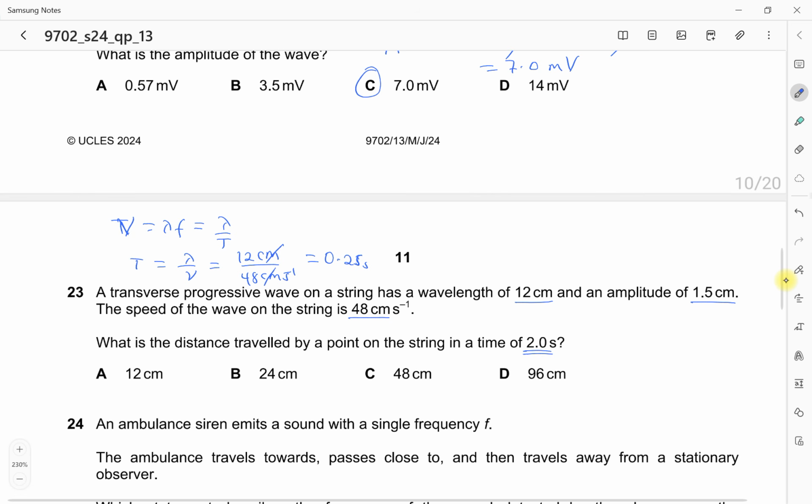Then how many cycles are in 2 seconds? Because one cycle is 0.25 seconds, the number of cycles is going to be 2.0 divided by 0.25, which is 8 cycles. So in 2.0 seconds, we have 8 cycles. So let's say this is one cycle.